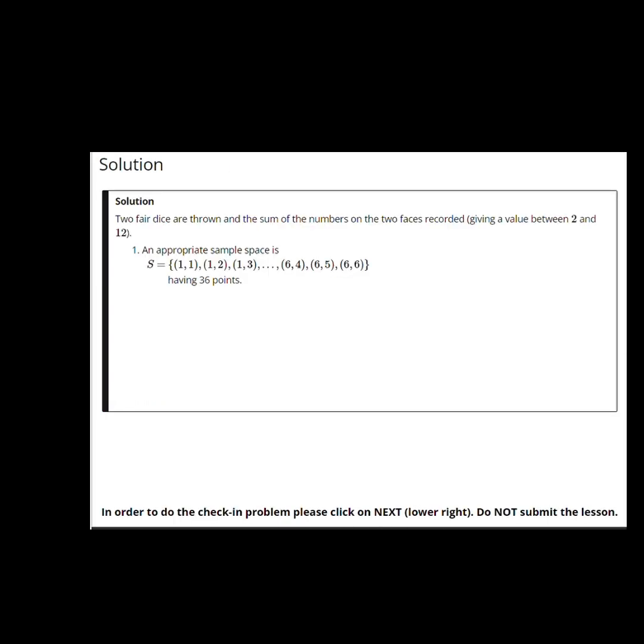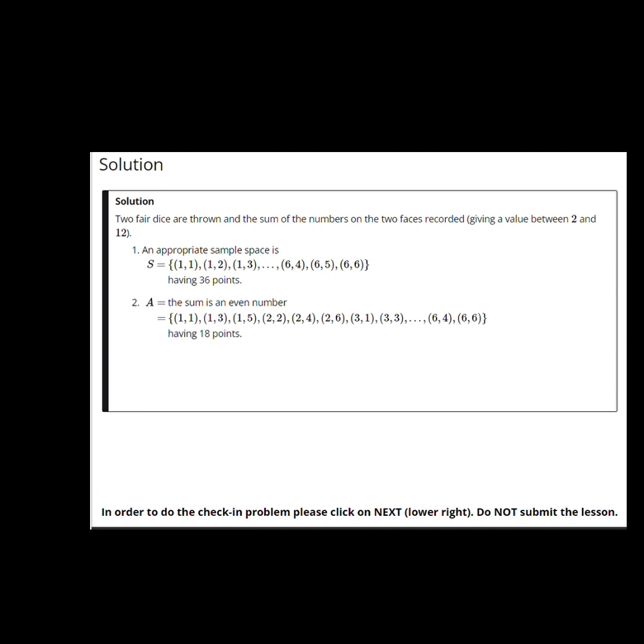Solution. 2 fair dice have been thrown. There are 36 possible pairs, 1,1, 1,2, up to 6,6. So this constitutes an appropriate sample space for the experiment. We're interested in the event A. The sum is an even number. The points in the event A are 1,1, 1,3, 1,5, up to 6,6. In other words, they're all pairs for which the sum is an even number.